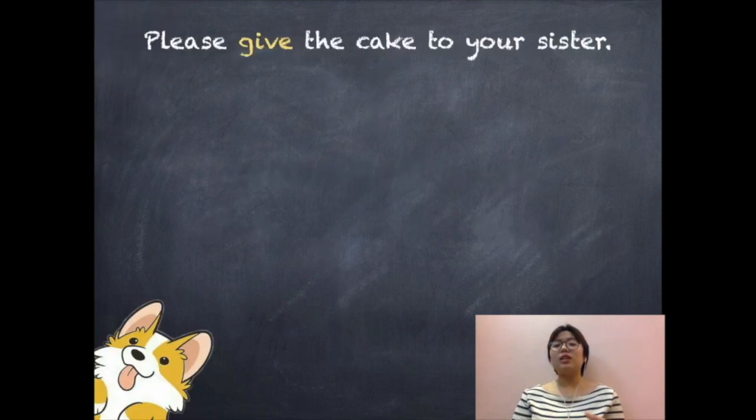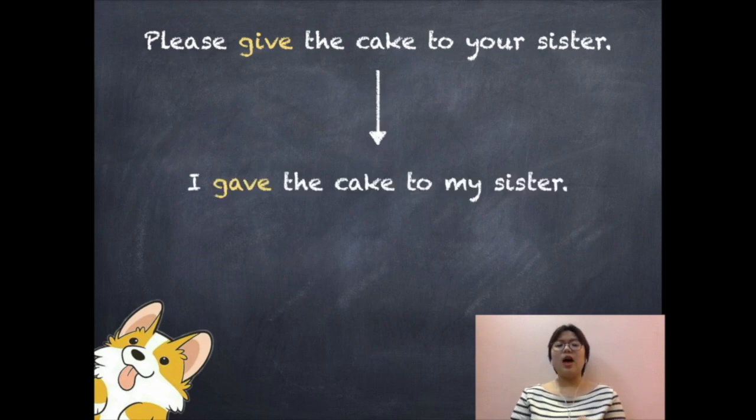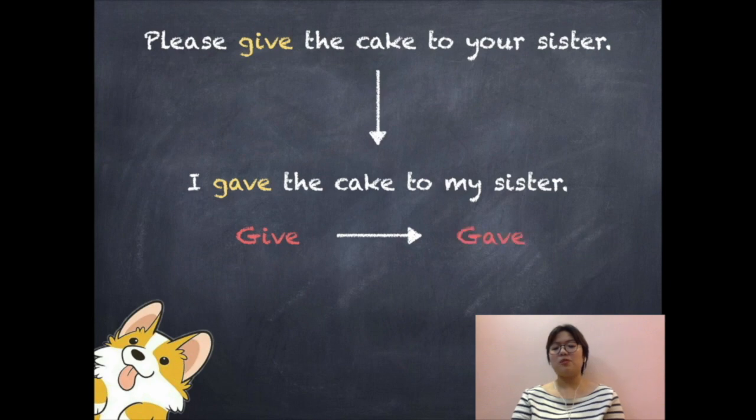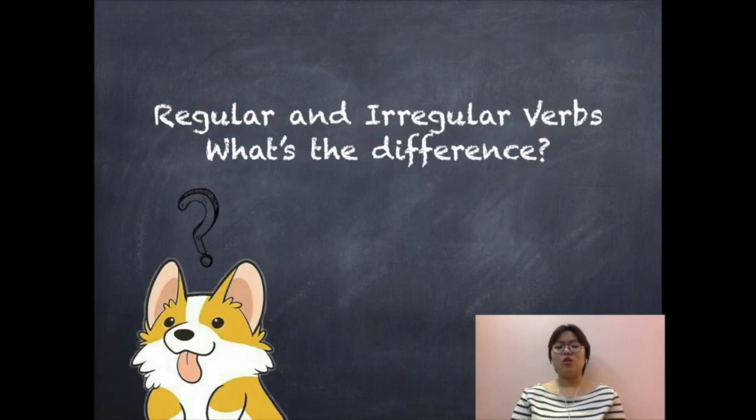Another example. Please give the cake to your sister. Give is the verb, our present verb. I gave the cake to my sister. Give became gave. So, what's the difference between regular and irregular verbs? Because this will help us on how to construct simple past tense verbs.